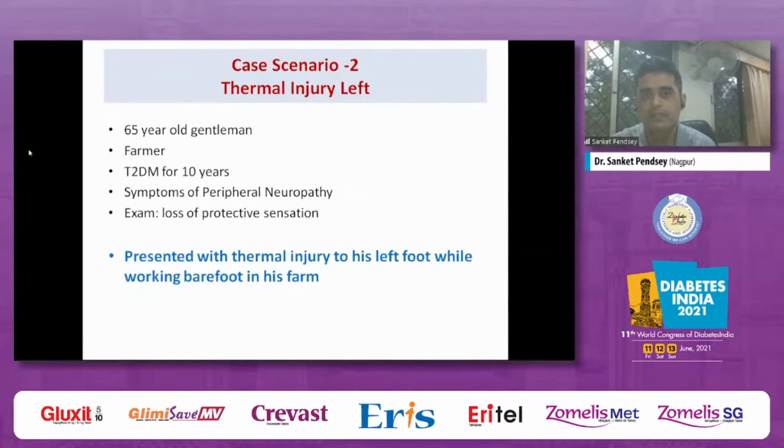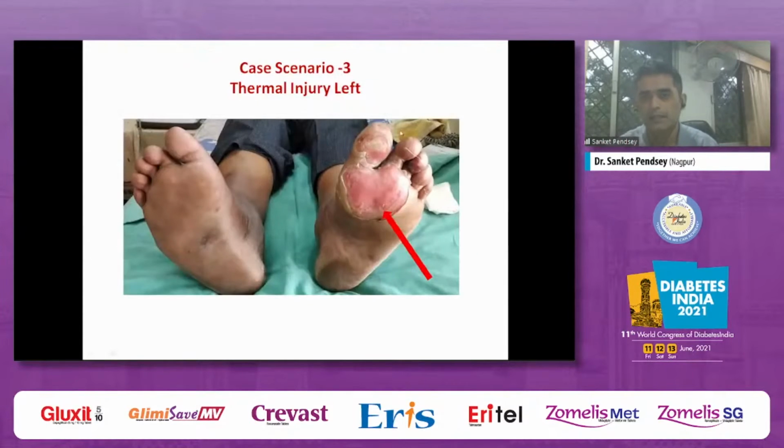I will move to the second case, which is of a patient who presented with thermal injury. A 65-year-old gentleman, a farmer by occupation, having diabetes for 10 years, and again he had symptoms consistent with peripheral neuropathy for a duration of 1 year. On examination of his feet, he had loss of protective sensation like touch, vibration, and position sense. This time he presented with thermal injury to his left foot while working barefoot in his farm. And this is a very typical picture of a thermal injury.